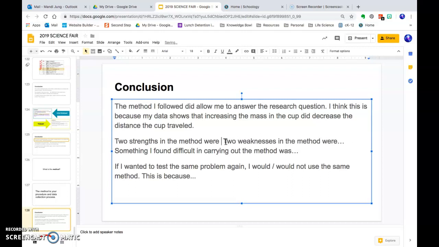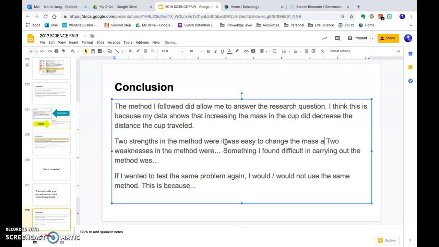So two strengths of the method were that it was easy to change the mass and it was clear how to collect data. Two things that I thought worked well in the method: it was much easier to change the mass using sand than it would be to use pennies or something like that. I had a lot more control over how to change the mass. And then it was very clear how to collect the data. The cup moves, I measure how far the cup moves.